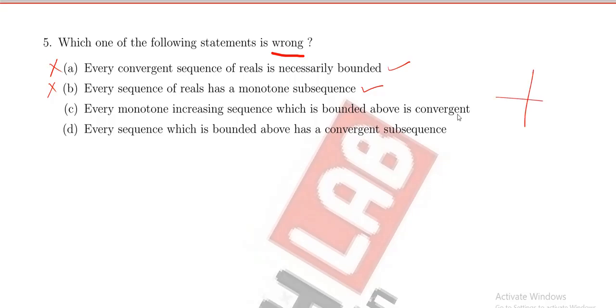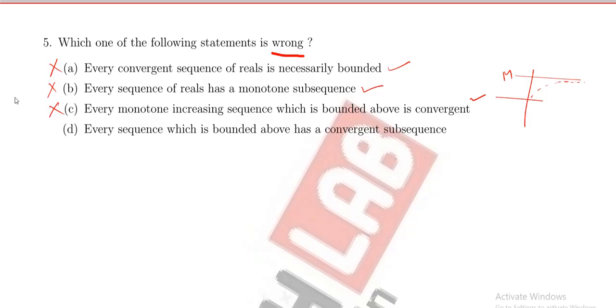So definitely that converges to the supremum of the sequence, or the upper bound. The supremum of the sequence. So that's the monotone convergence theorem. The statement is right, so the option is false.